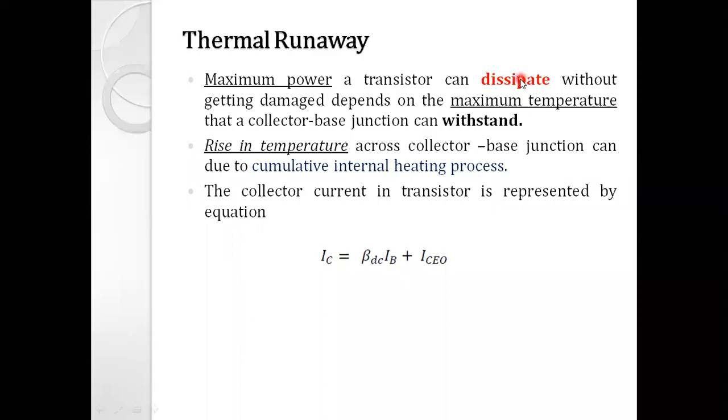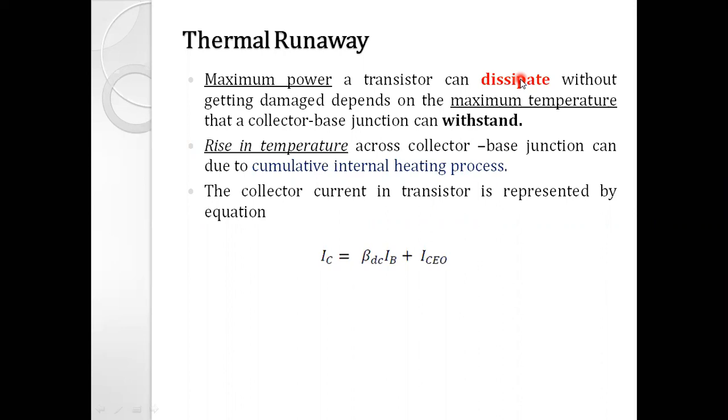Welcome to the last session of unit number 2, which is bipolar junction transistor and its biasing of the subject basic electronics. In this session, I'm going to explain the last theory, which is thermal runaway. And afterwards, we will try to solve few numericals to understand the biasing concept more clearly. So let us first of all understand what is thermal runaway.